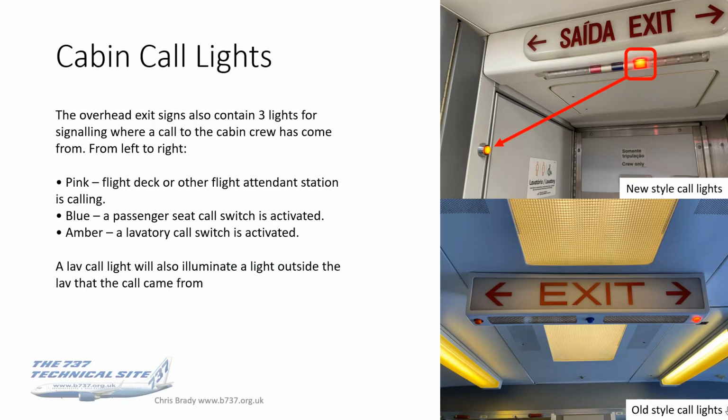Cabin call lights. So the overhead exit signs have also got three small little lights in them for signalling where a call to cabin crew has come from. So from left to right, you've got the pink, which is from the flight deck or the flight attendant station. Blue in the middle, which is a passenger seat call switch. And on the right is the amber, which is a LAV call switch is activated. The LAV call light will also illuminate a light outside the LAV that the call came from, as you can see in the upper photo.